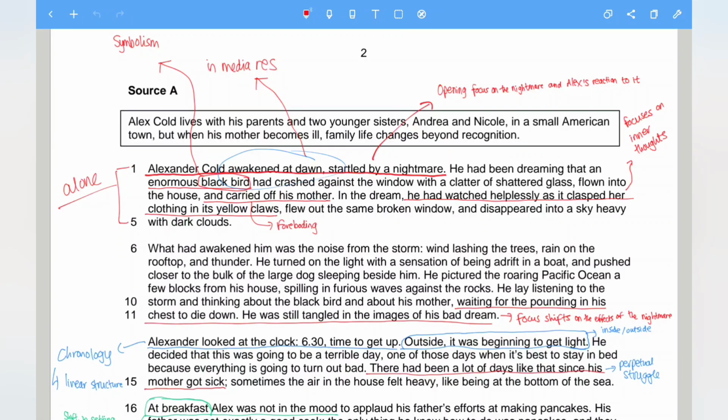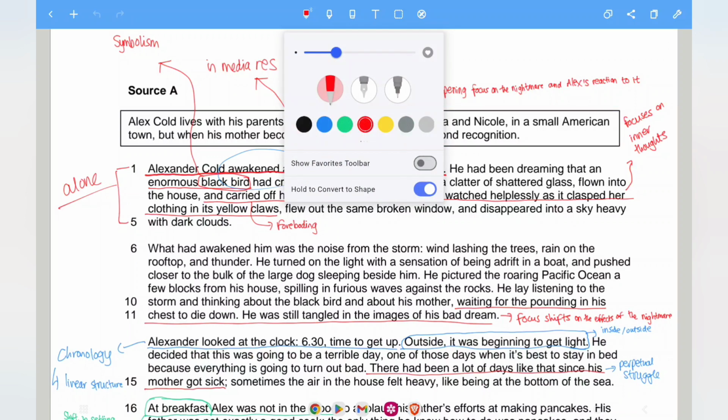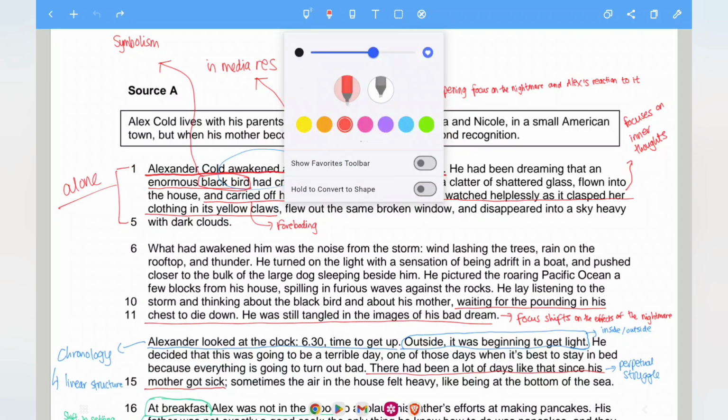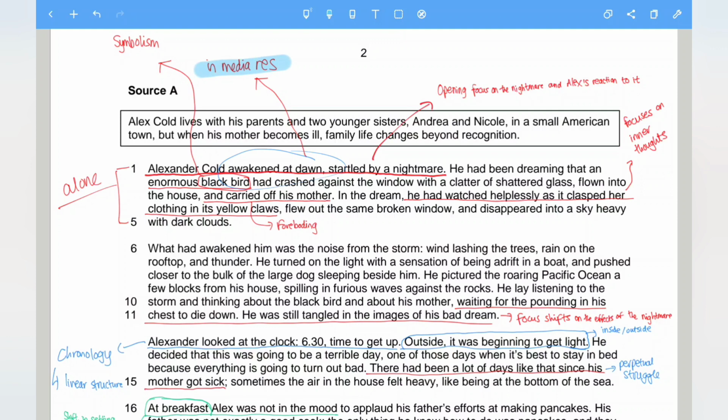So instantly, if you look at the first line, it begins, "Alexander Cold awakened at dawn, startled by a nightmare." That in itself, I've already annotated, is a clear example of in media res. As you can see, in media res is a simple but effective structural technique. Now, how is this in media res? It's because it already goes straight into the action.